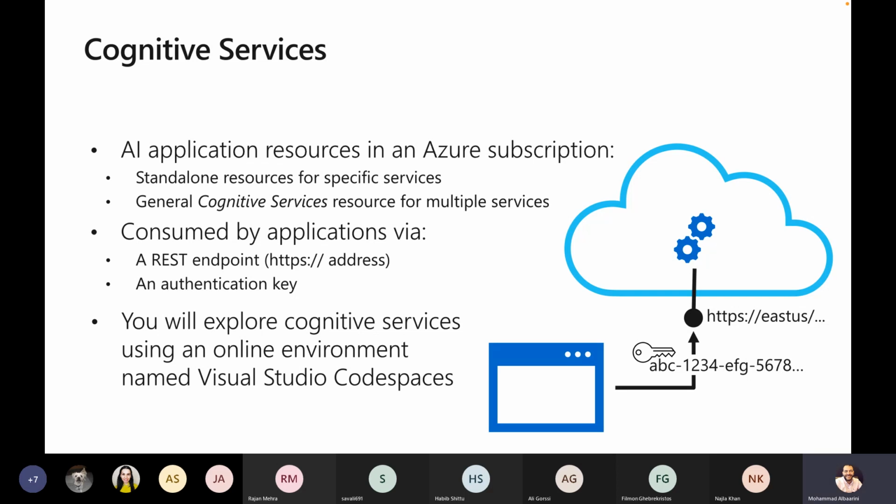Regardless of the type of resource you use, a client application will consume the services it provides by connecting to a REST endpoint, which is an HTTPS address to which they can submit requests using a key specified for the resource for authentication.